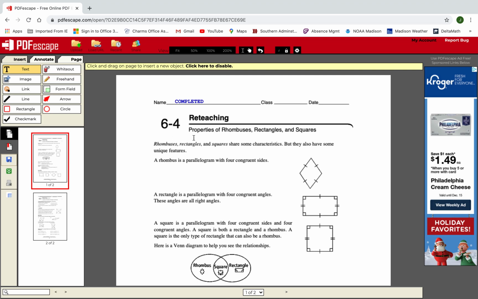Okay, so now we are talking about different figures. They're still quadrilaterals and they're still parallelograms, but this time they are special quadrilaterals and parallelograms. They are rhombuses, rectangles, and squares. And the interesting thing about these is that squares are special rectangles and squares are special rhombuses.